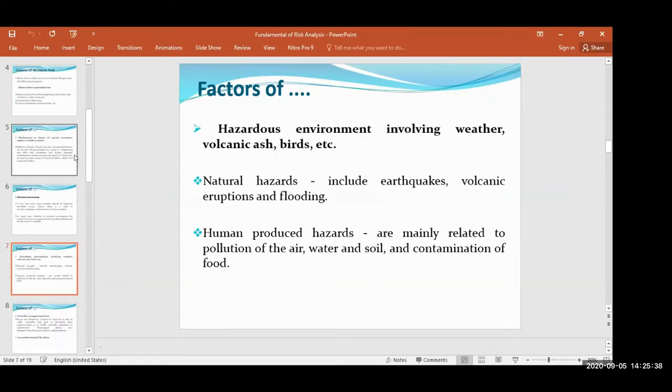The third one is hazardous environment involving weather, volcanic ash, etc. There are two types here: natural hazard and human-produced hazard. In natural hazard, it can be earthquake, volcanic eruption, flood, storm, tempest, and the like. Human-produced hazard is mainly related to pollution, like leakage from the factory, air pollution from vehicles when you drive, water and soil contamination, and contamination of food is also included here.